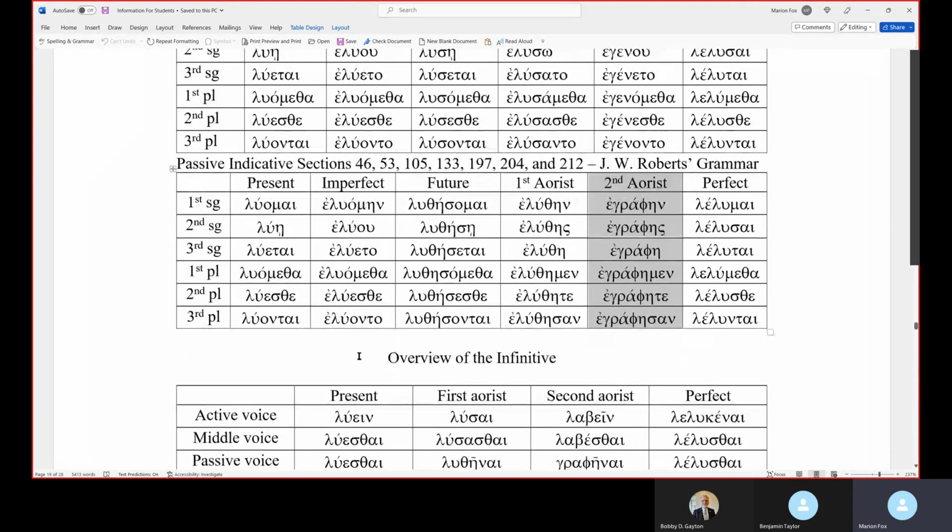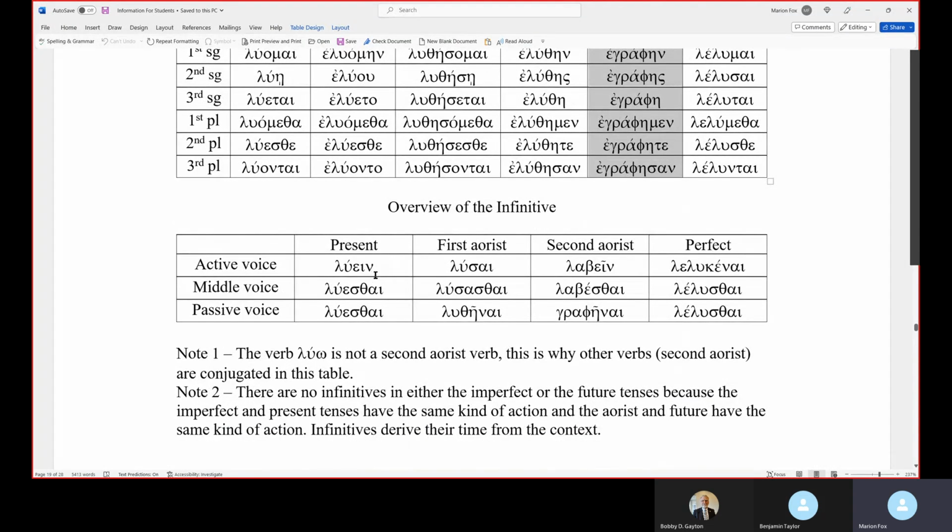Now, what I'm trying to get you to see right here: ε ι ν is the ending of a present tense infinitive, and ε ῖ ν is the ending for the second aorist infinitive. So here's the difference. We don't have an accent mark on the iota in the present, but we do have a circumflex on the iota in the aorist. That's always going to have a circumflex. So the iota will always be circumflexed in the second aorist infinitive, but it'll never be circumflexed in the present infinitive. See the difference?